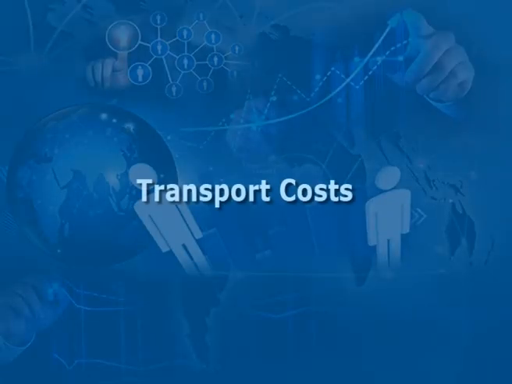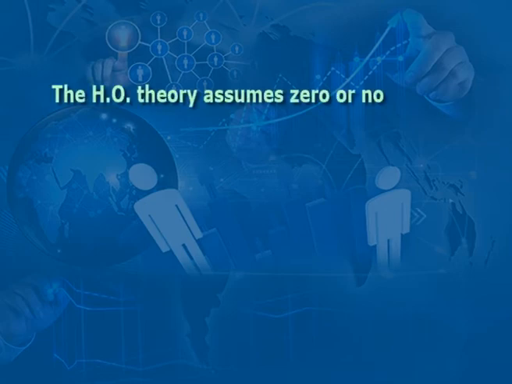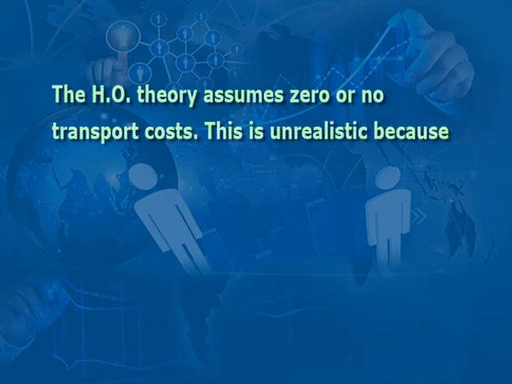Now let us look at its impact on the transport costs. The Heckscher-Ohlin theory assumes zero or no transport costs.